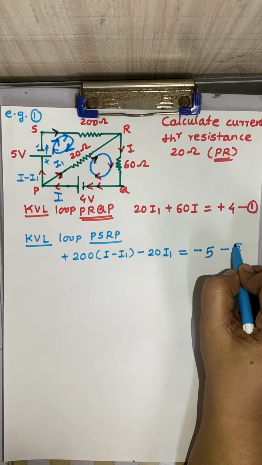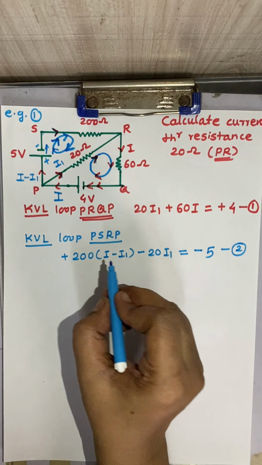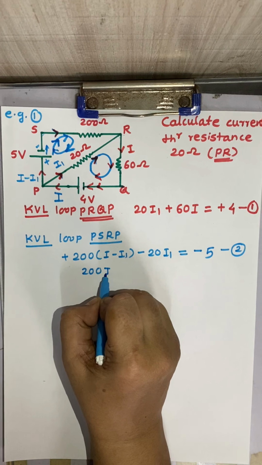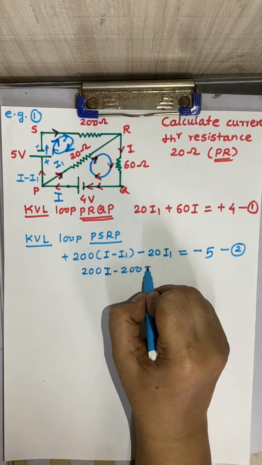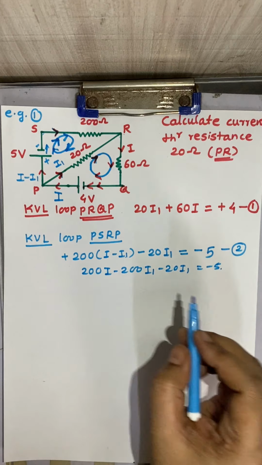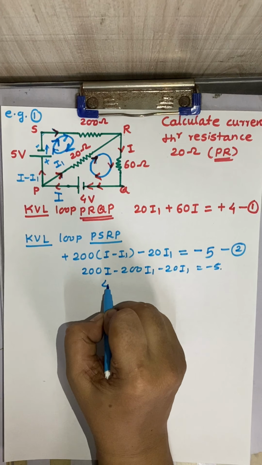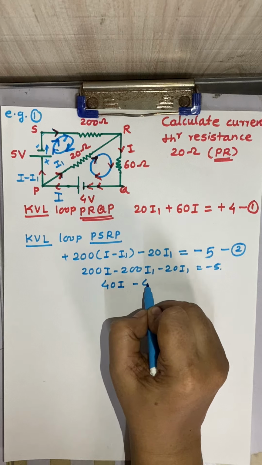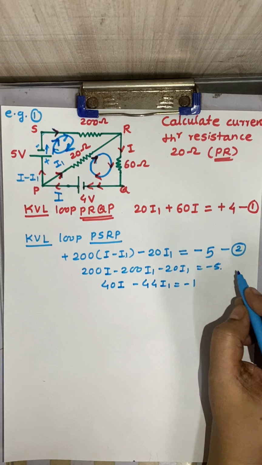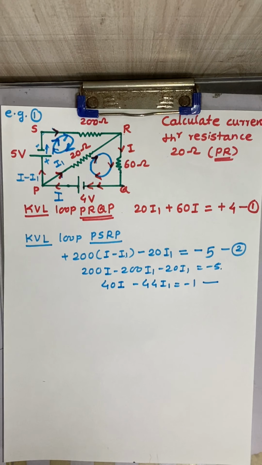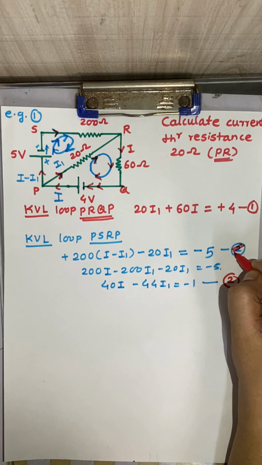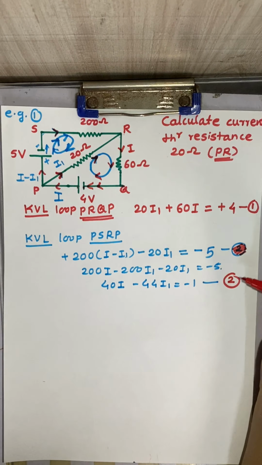Okay, now this is the second equation. So as we can see, this equation we will solve first of all, because there is I1, this is also I1. So 200 I minus 200 I1 minus 20 I1 is equal to minus 5. So this equation we can minimize as 40 I minus 44 I1 is equal to minus 1. Children, always keep in mind that whenever we are solving such equations, always try to get minimized. Okay, so instead of giving this equation as equation 2, the minimized equation I will give as equation 2.